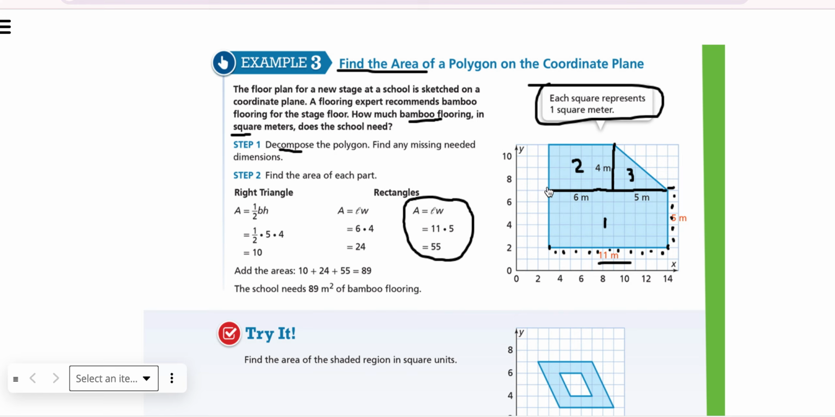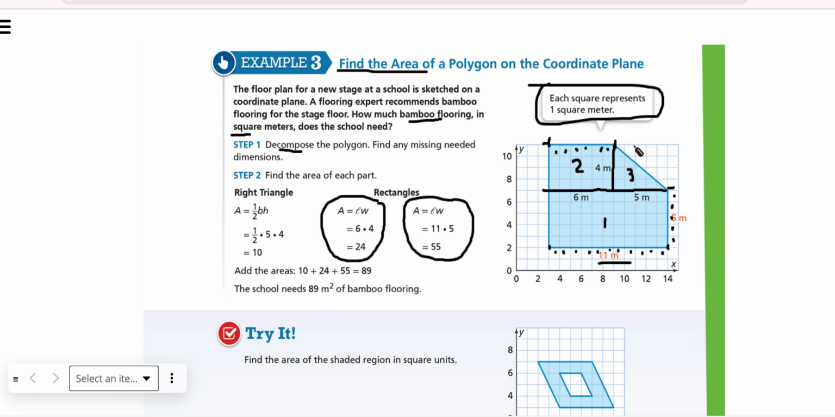So we're going to count from here to here is 1, 2, 3, 4. So that's the 4 that they wrote here. And then from here to here is going to be 1, 2, 3, 4, 5, 6. So that is 4 by 6, which is over here. 4 by 6 is 24. So now they have those two.